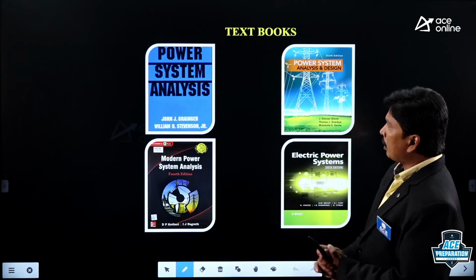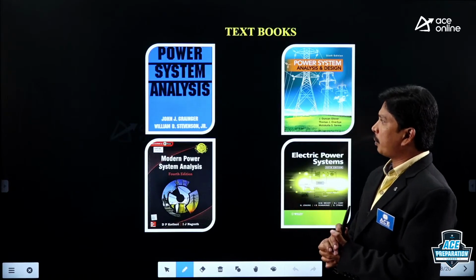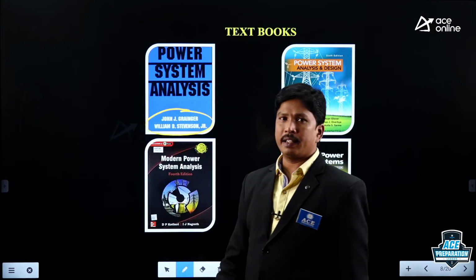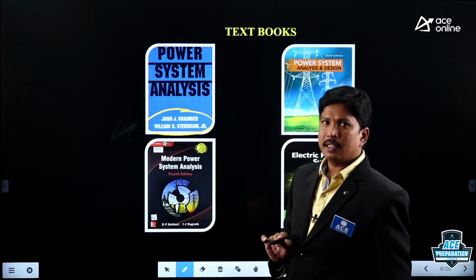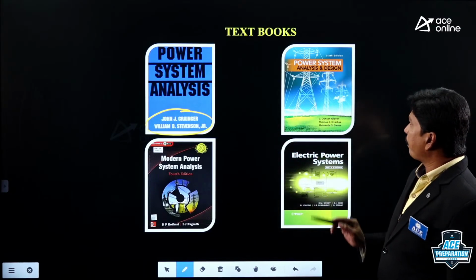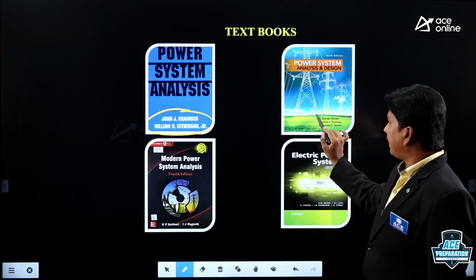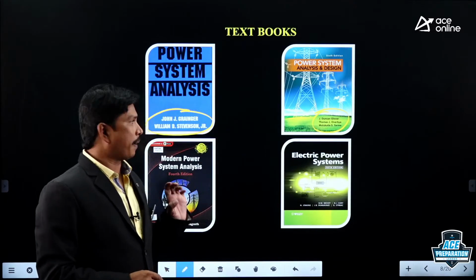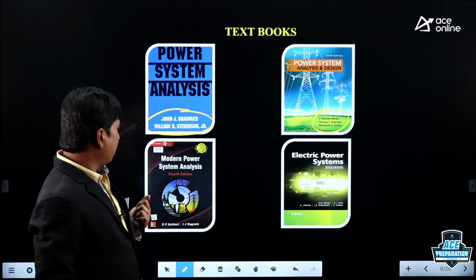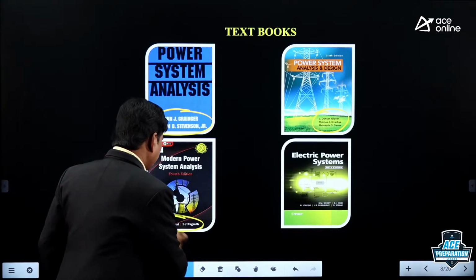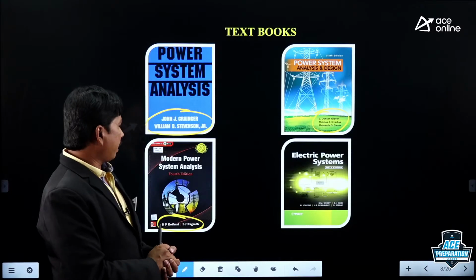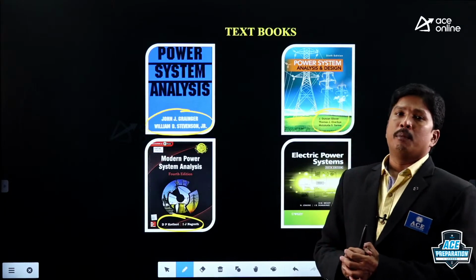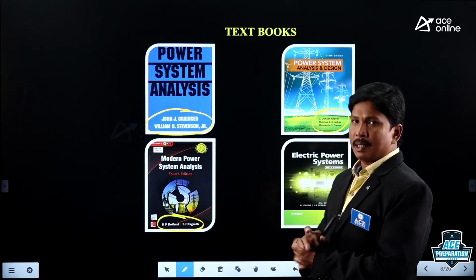Now coming to the textbooks, these are the preferred textbooks we can take. Power System Analysis by John Grainger and William Stevenson, and Power System Analysis and Design by Duncan Glover, one of the best books we can say. And the great professors of India, D.P. Kothari and I.J. Nagrath, have given Modern Power System Analysis, one of the best textbooks of power systems.